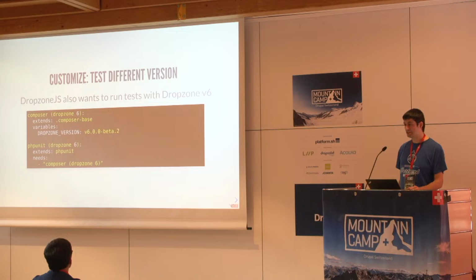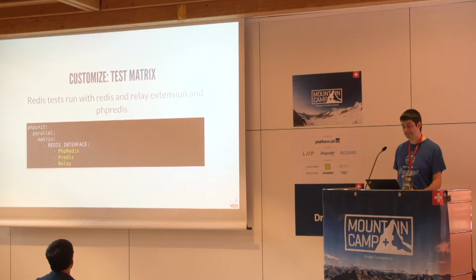So I can set up extra jobs. I can tell it, do the same as the other composer job, but use this variable. And then a PHP-init job that says depend on the composer Dropzone 6 build step, so that it runs against Dropzone 6. So I can test different versions of stuff by just setting up those fairly isolated small jobs.